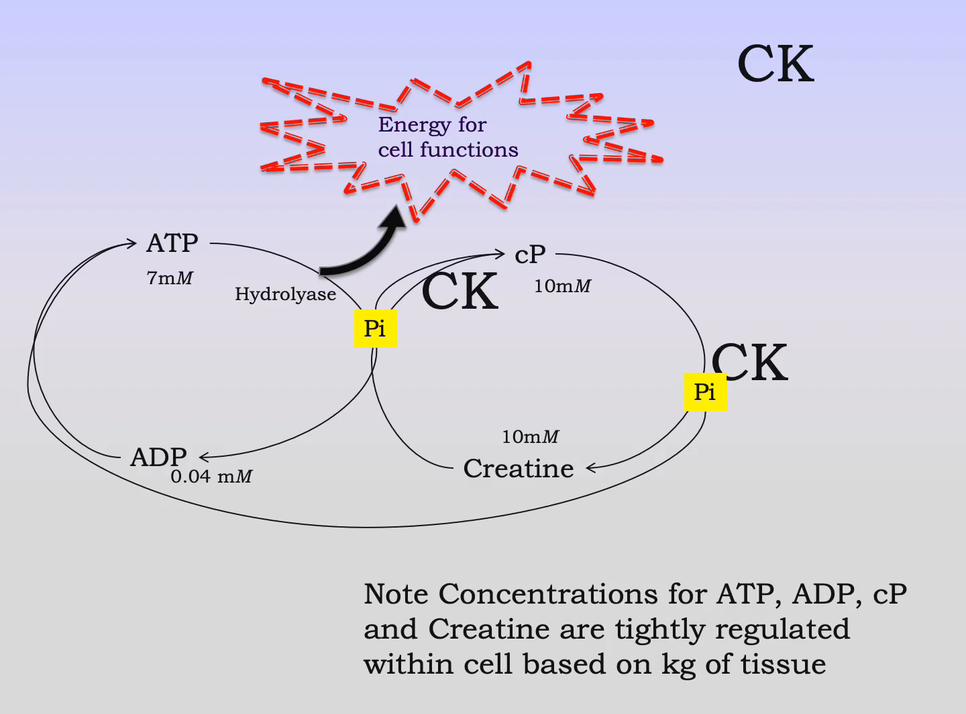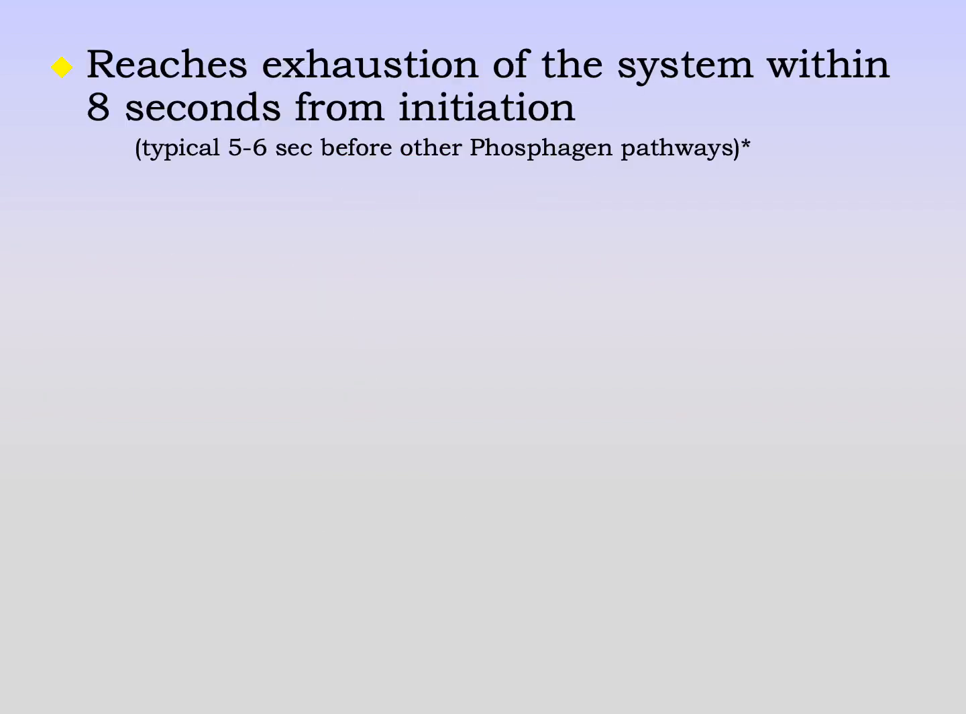Note the concentrations indicated for ATP, ADP, creatine phosphate, CP, and creatine. All of these levels are homeostatically regulated based off of the kilogram of tissue that we are referencing. The rate limiter for this pathway is the CK enzyme, not creatine phosphate. Creatine phosphate can act as a regulator of the CK enzyme. However, the CK enzyme is the actual limiter to the pathway. The pathway will reach exhaustion typically within 5 to 6 seconds.